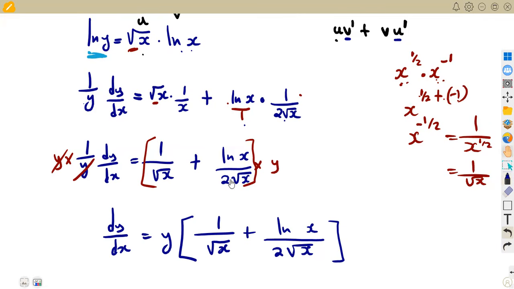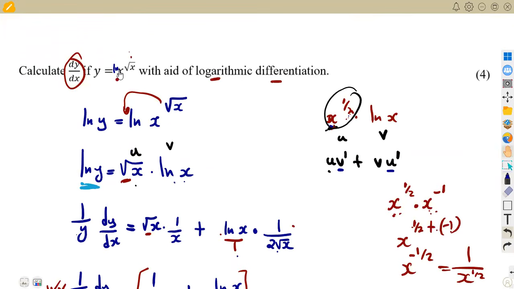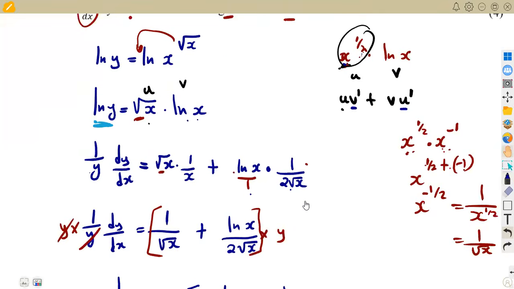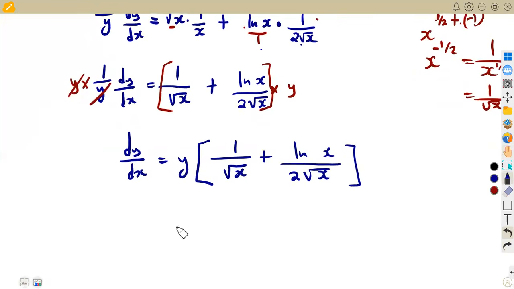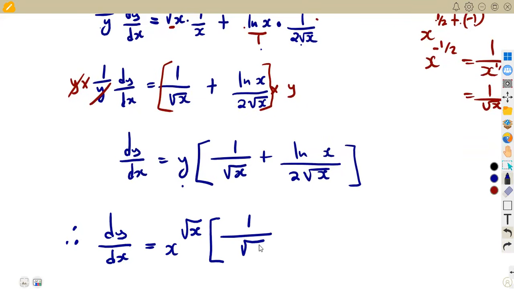After, don't forget that y is given originally as x to the exponent of square root of x. So in place of this y that we have, we are going to substitute back. Therefore, our derivative of y with respect to x is going to be x to the exponent of the square root of x into the whole of the bracket, which is 1 over the square root of x plus the ln of x over 2 square root of x. So that's it. That's the idea there.